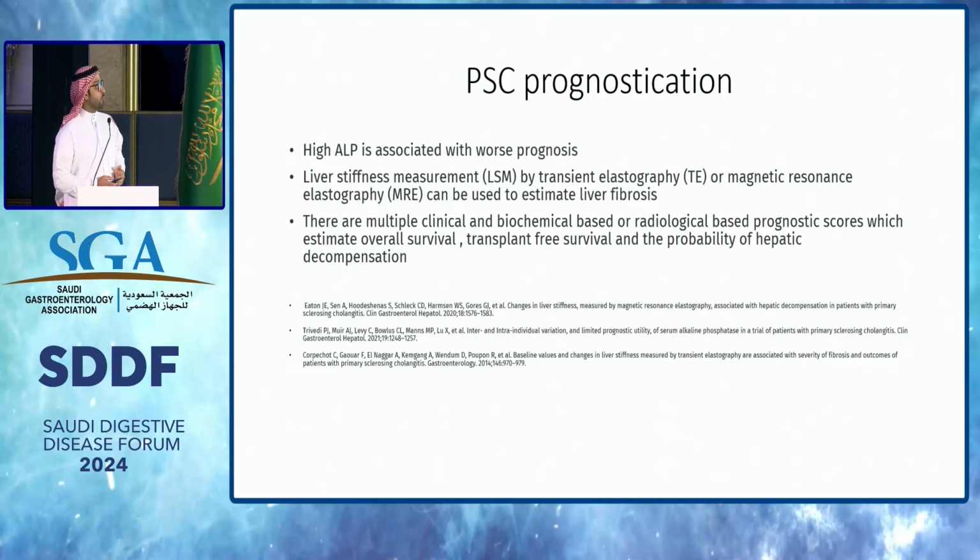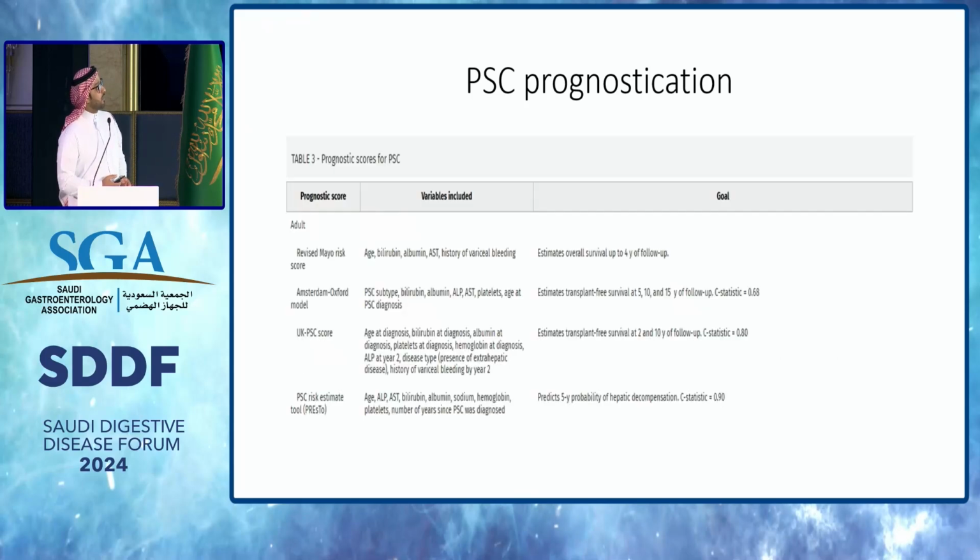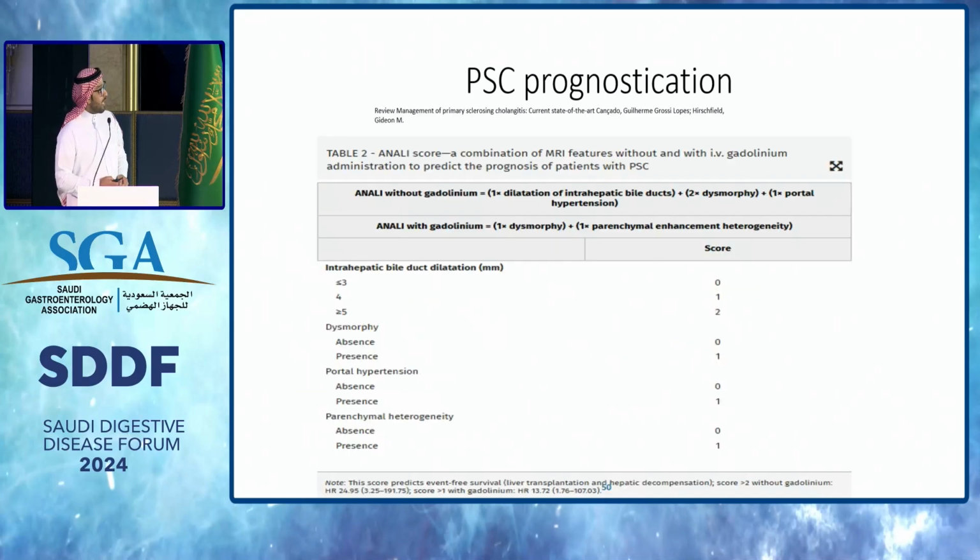High ALP is associated with worse prognosis. Again, to stage fibrosis, we can use transient elastography or magnetic resonance elastography. There are multiple clinical and biochemical-based prognostic scores, as well as radiological or MRI-based scores that estimate the overall survival, transplant-free survival, or the chances of your patient having a decompensated disease. These are some of the scores, like the Amsterdam-Oxford score, UK PSC. And this is an example of one of the MRI-based prognostic scores.